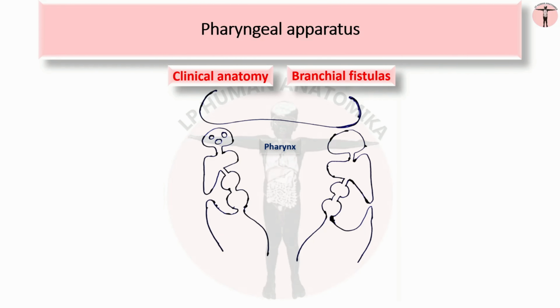Coming to the branchial fistulas or the pharyngeal fistulas, it occurs when pharyngeal pouch 2 and pharyngeal groove 2 persist, thereby forming a patent opening from the internal tonsillar area to the external neck. The fistula begins inside the throat near the tonsils, travels through the neck and opens to the outside near the anterior border of the sternocleidomastoid.